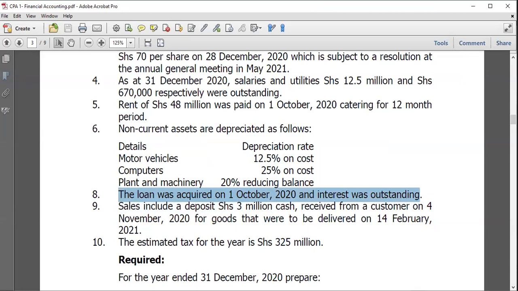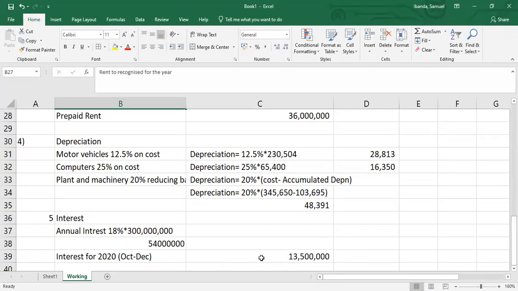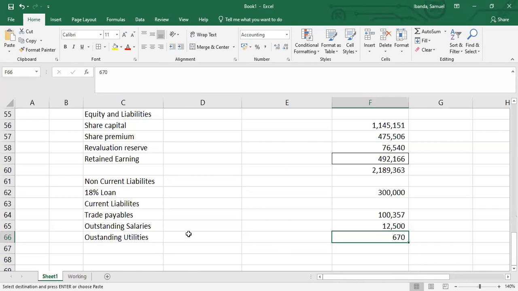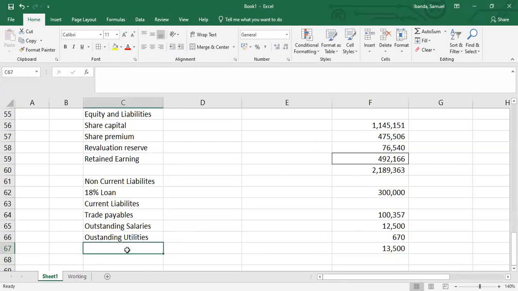Remember, we calculated that interest somewhere. So since it was not paid, I'll just look for it in my working. Interest was 113,500. So it's one I'll still record. Okay, only what relates to the period ending that financial year. 13, I'll remove the 3 zeros, 13,500, and call this interest outstanding. Outstanding, like that. So that is what I basically do have.